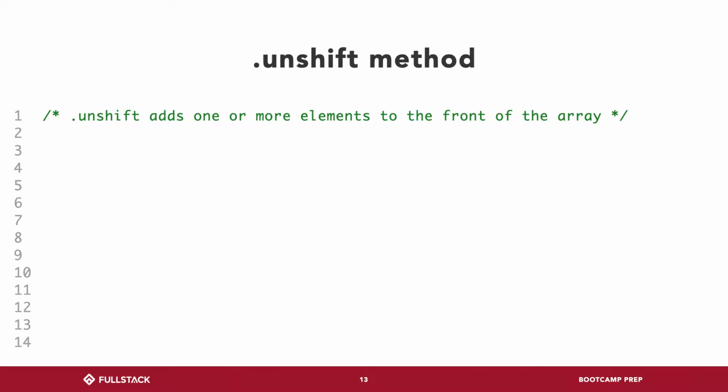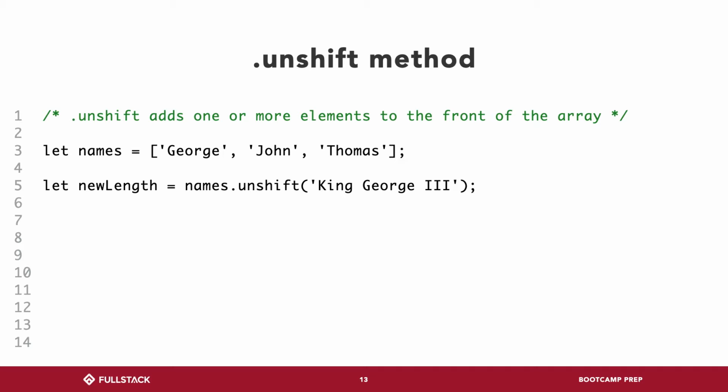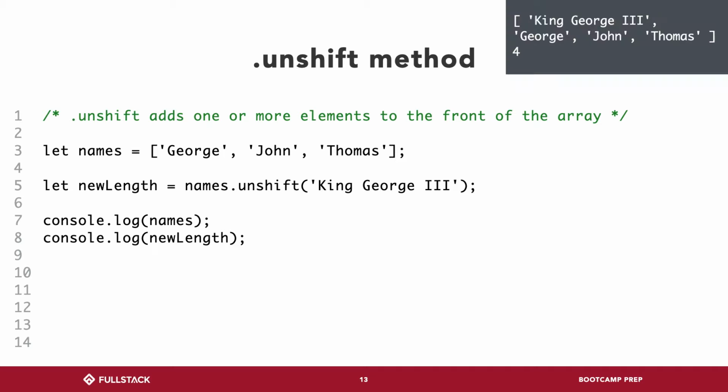Unshift adds 1 or more elements to the front of the array. Let names equal George, John, Thomas. Let new length equal names.unshift King George III. Console.log names, console.log new length. So we get King George III inside of names now, except it's at the front. But just like push, it returns a value, and it's the length of the new array. Any questions on this? Push onto the back, pop off from the back, shift off from the front, unshift into the front. Okay?